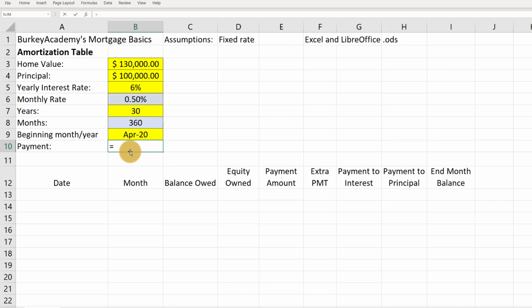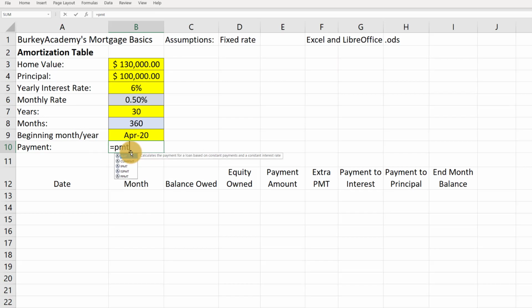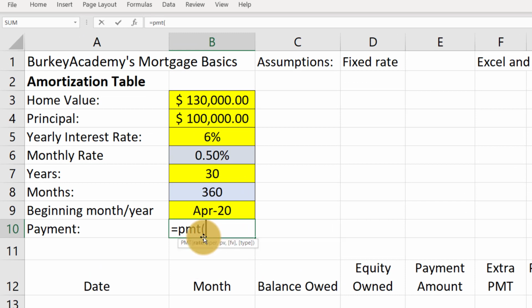So equals is how you tell Excel there's going to be a formula coming, and then PMT for payment, open parentheses, and then we tell it the rate. Excel helps you out these days by telling you what it wants for the formula. So here, rate, and what it wants is that monthly rate. So we can just click up here on the 0.5% under B6. So click, and it fills in B6 for us.